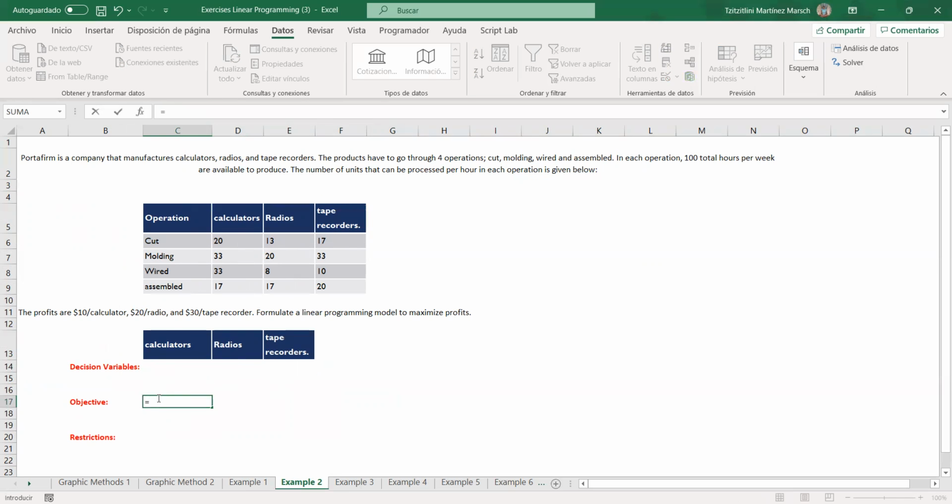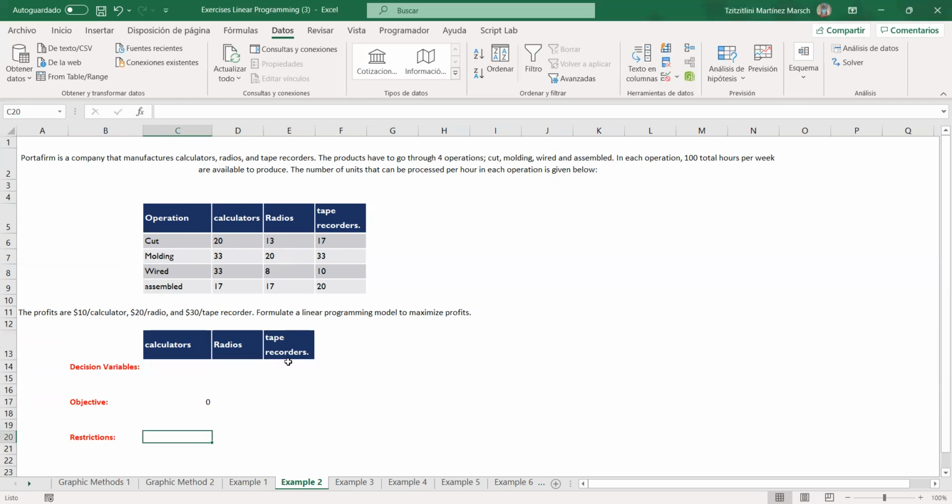My objective is going to be however many calculators times the $10 that I'm earning. That's right there, my problem. Plus my radios times the $20 per radio, plus however many tape recorders times the $30 that I'm getting.